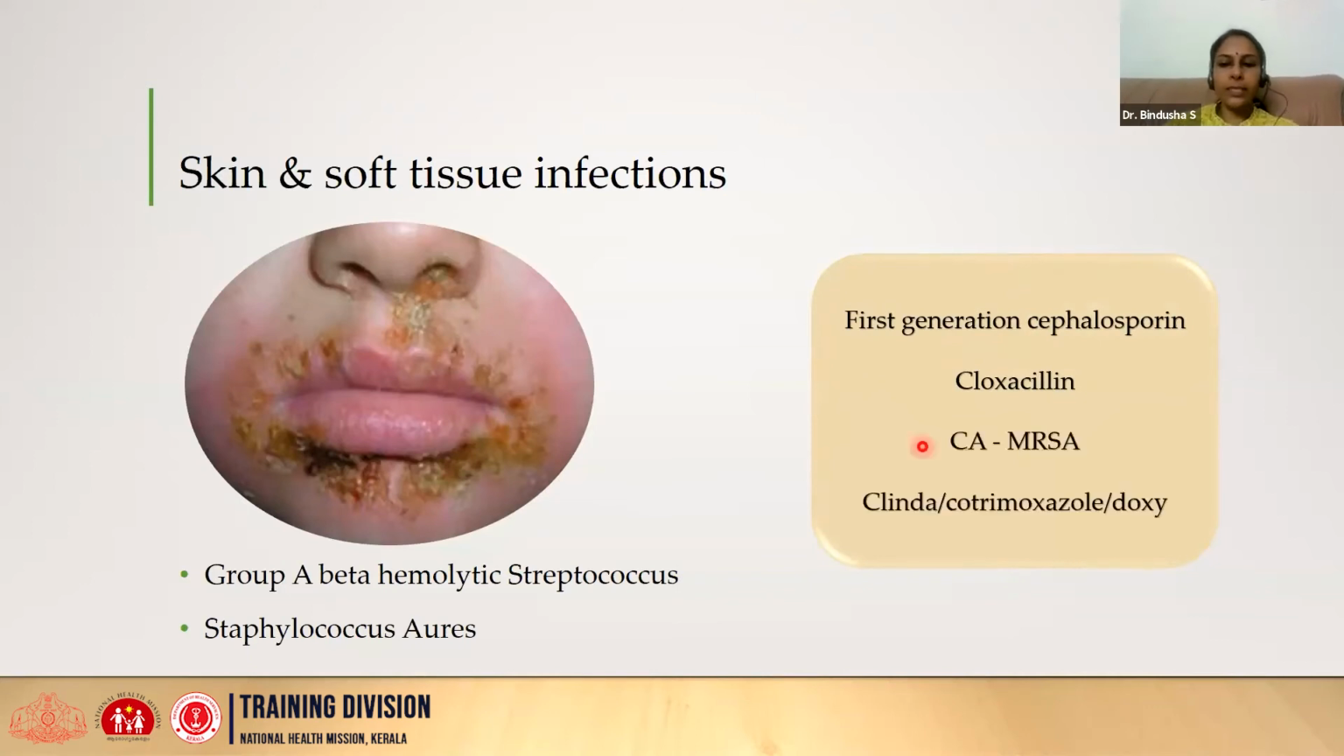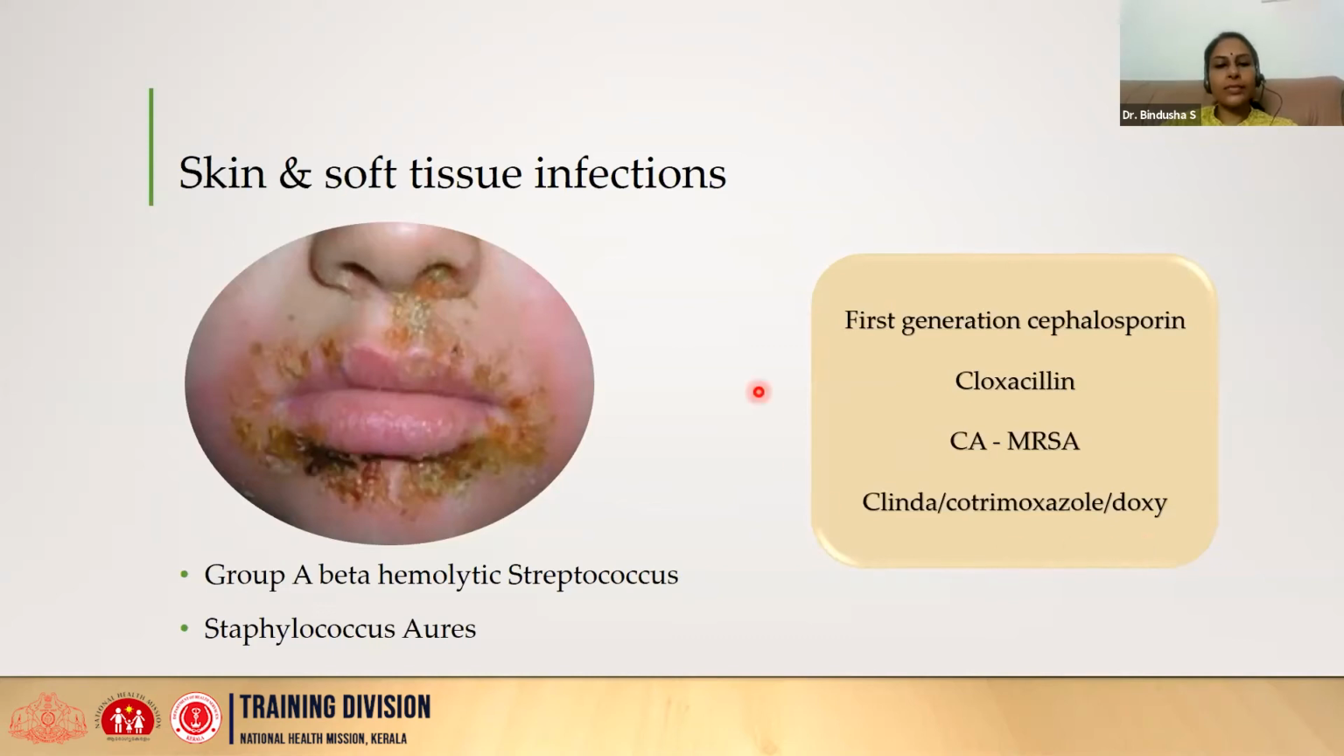And sometimes it may be due to community-acquired MRSA also, where we may have to change to clindamycin, cotrimoxazole, or doxycycline. But usually we will start the patient with a first generation cephalosporin. That is sufficient. And if the patient is not improving, we will have to change to clindamycin or cotrimoxazole, considering a community-acquired MRSA infection.